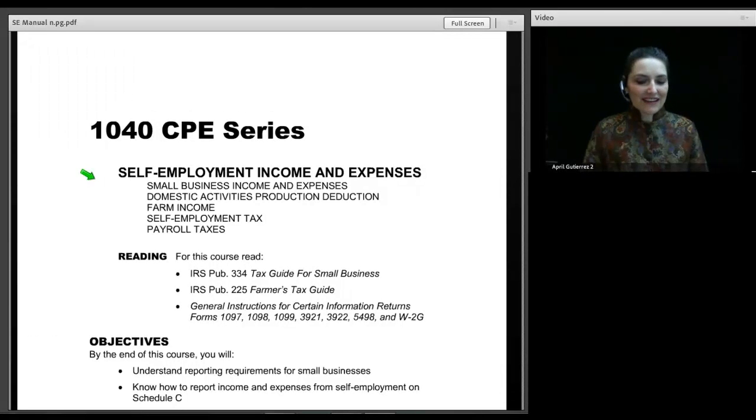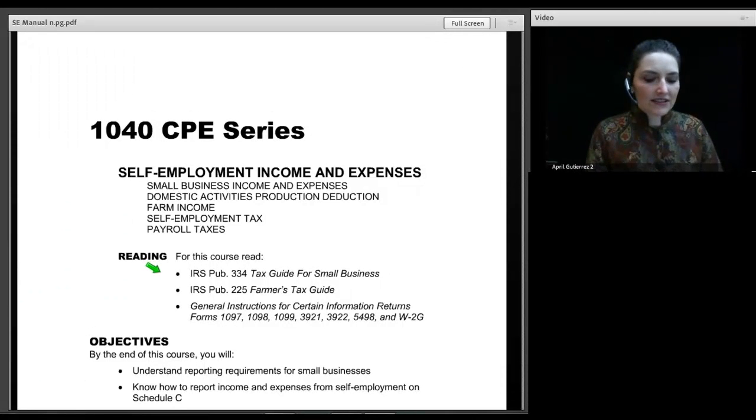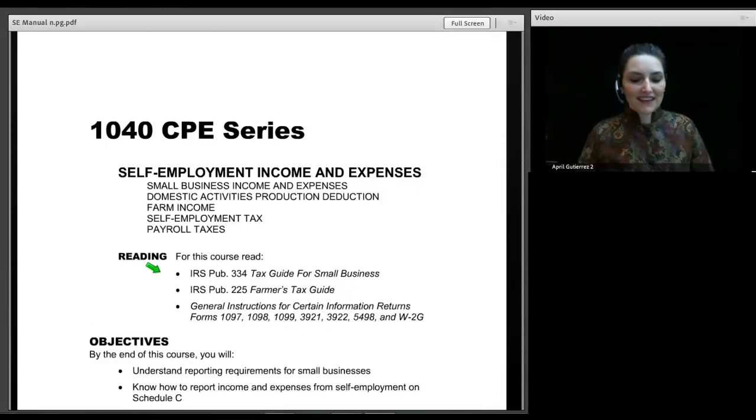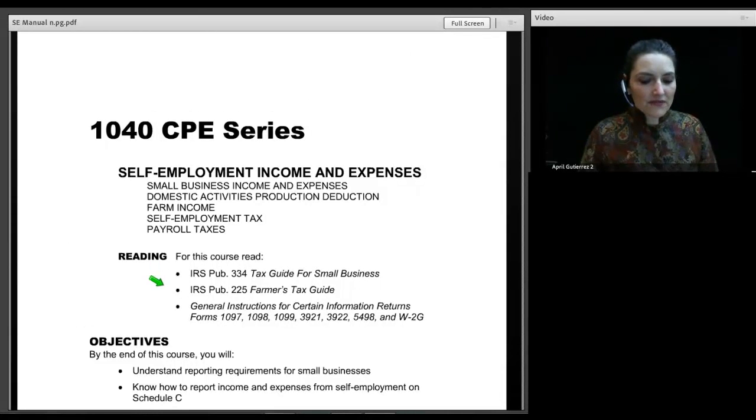So with that, I'll show you the reading assignment for today. Publication 334 is the IRS's tax guide for small business. There's a lot of really interesting stuff in there. If you sit down and actually read that publication cover to cover, you will learn a lot. And then there is also the Farmer's Tax Guide, publication 225.